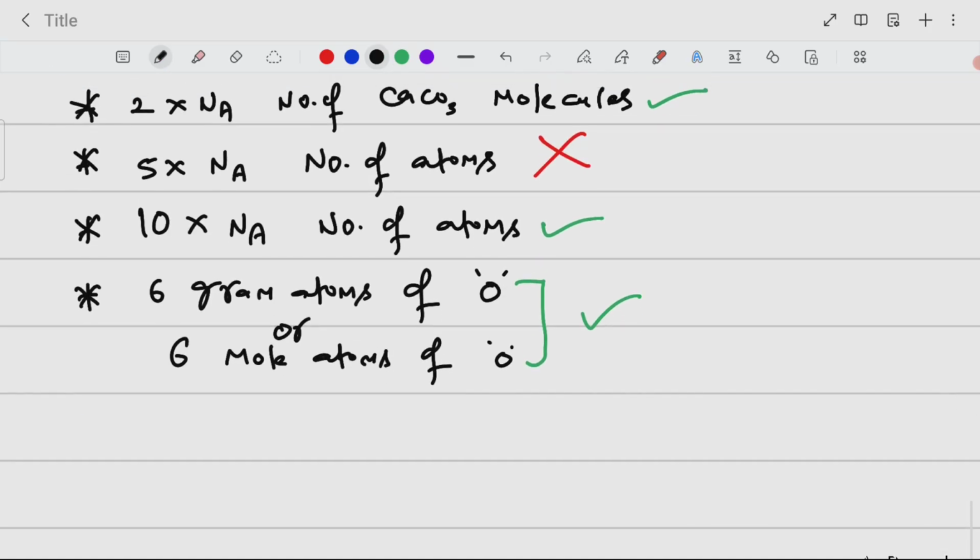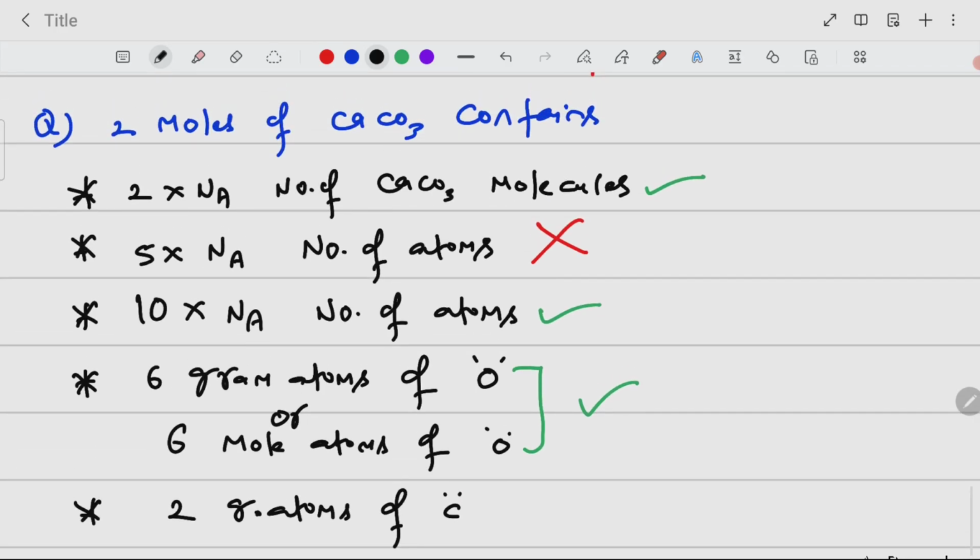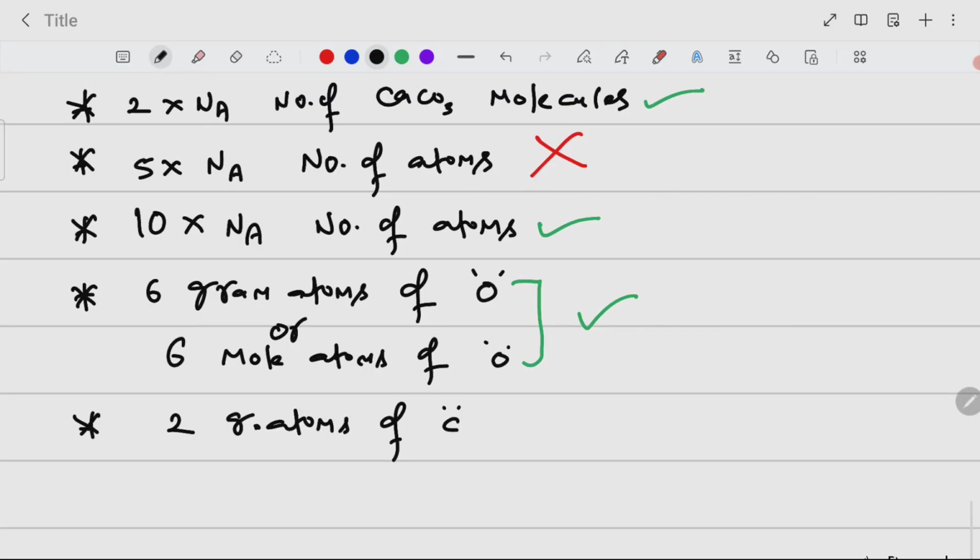Then the next statement. I am writing here 2 gram atoms. Sometimes they give a shortcut like G atoms, carbon. 1 mole of CaCO3 contains 1 mole of carbon, so 2 moles of CaCO3 contains 2 moles of carbon. Instead of writing 2 moles of carbon atoms, I am writing 2 gram atoms of carbon. Or you can write 2 moles of atoms of carbon. So both are correct statements.